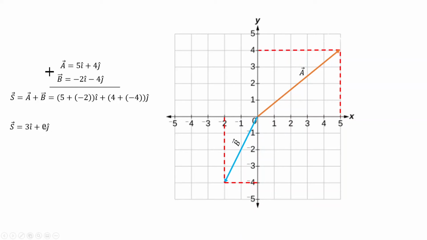So we have 1 0 here. What does it mean? It means I don't have any component along the j-axis for my resultant vector, or the summation of these two vectors. If you draw it on your graph here, you can see that vector S is this.